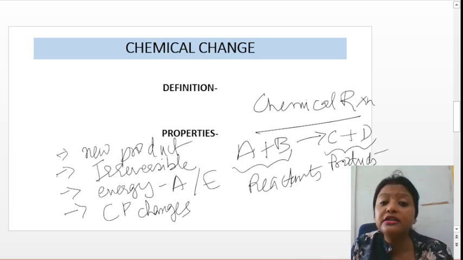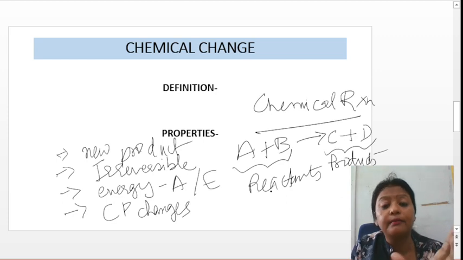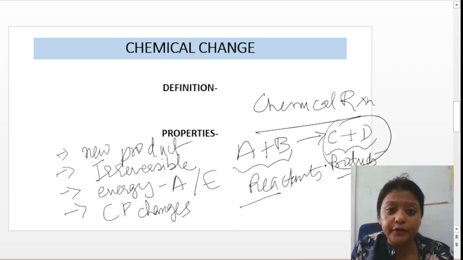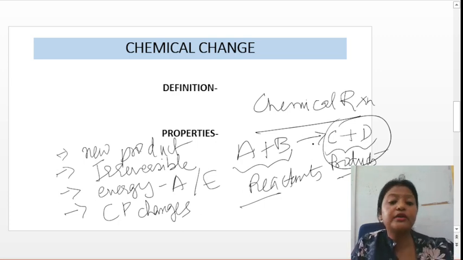So in a chemical change or chemical reaction, two substances known as reactants combine or react to form new substances known as products. These products have a new, different chemical property. The chemical property changes, and this reaction is irreversible. You cannot reverse this change.